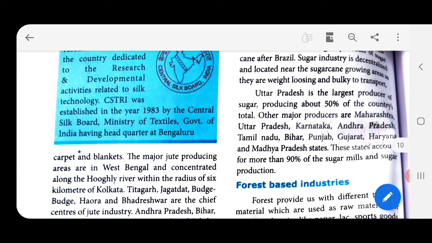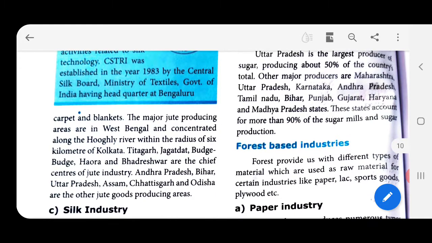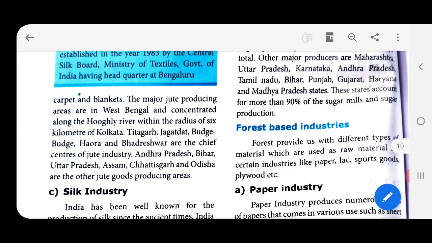Uttar Pradesh is the largest producer of sugar, producing about 50% of the country's total. Other major producers are Maharashtra, Karnataka, Andhra Pradesh, Tamil Nadu, Bihar, Punjab, Gujarat, Haryana and Madhya Pradesh states. These states account for more than 90% of the sugar mills and sugar production. So, Uttar Pradesh is the leading state for producing sugar.